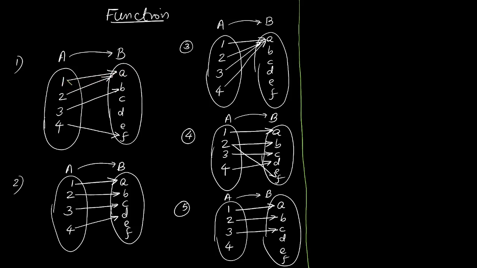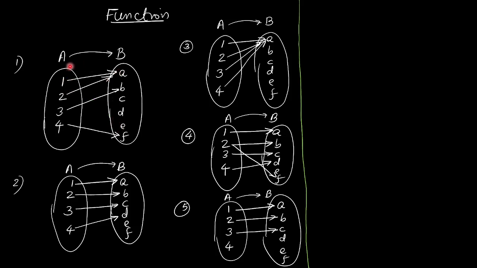But suppose there is an arrow that goes like this. Then in that case 1 has 2 images, because 1 is related to A, and also 1 is related to E. So 1 has 2 images, A and E. Then it will not be a function. A relation becomes a function if each element of A has a single image. So in this case 1 has 2 images, so it will not be a function.